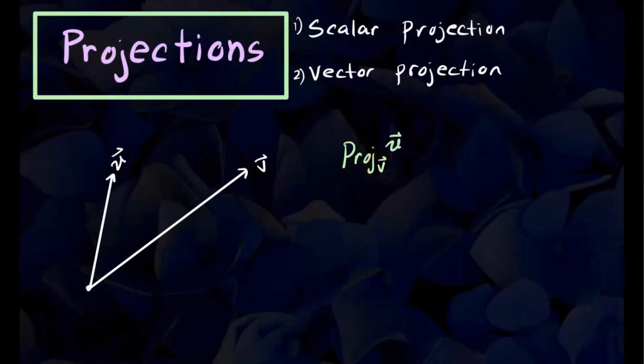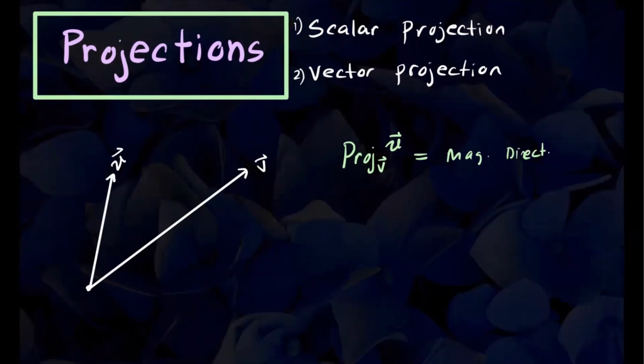Now, what is this? Well, this is going to be a vector. Since it's a vector, we know a vector will have a magnitude and direction. So these are the two things we need to find for this projected vector.